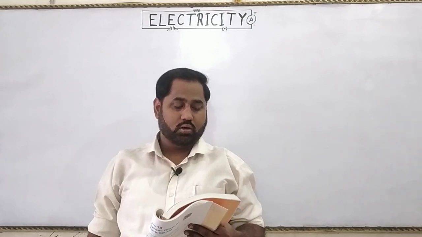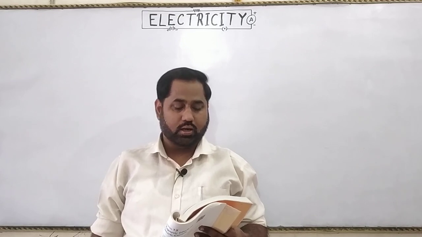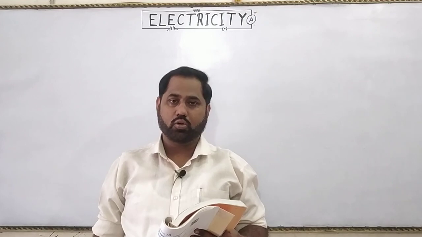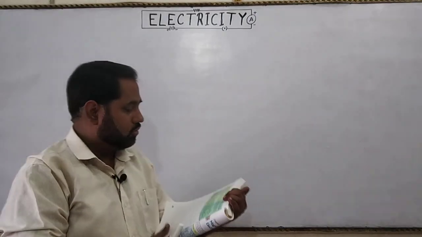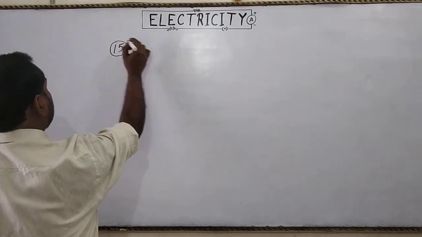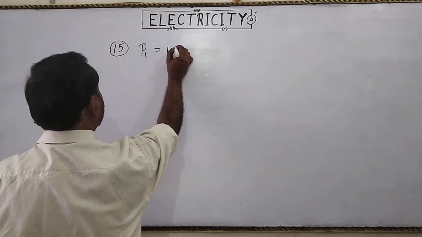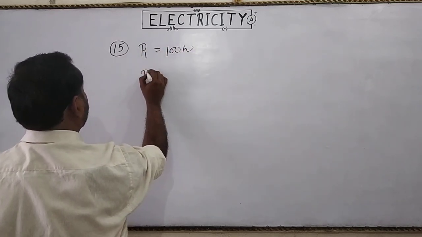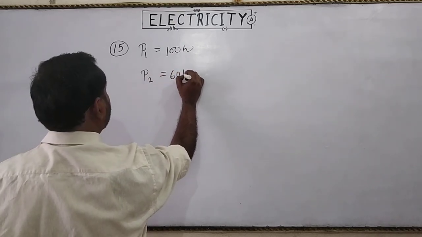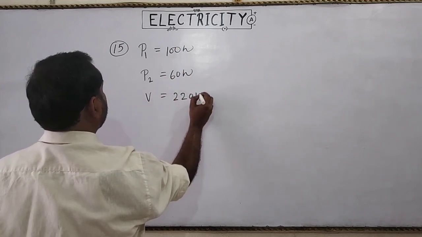Students, in this question we are given two lamps. One lamp is rated 100 watt and the other is rated 60 watt, and the supply voltage is 220 volt. Now come to the question. We will write question number 15. Here we are given the power of the first lamp, 100 watt, and the power of the second lamp, 60 watt, and the voltage supply is 220 volt.